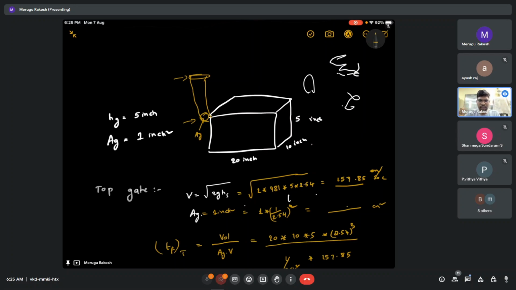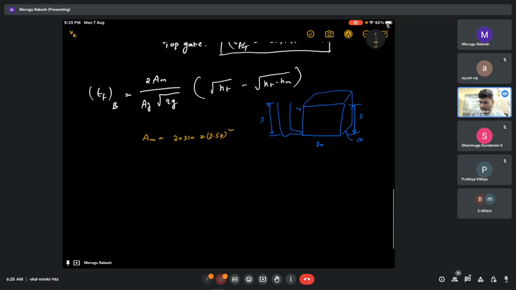So if you remember the derivation that we have done, this is the area of the gate that we have taken. That is nothing but, this is 0.3 and this is 0.1. So this is the one that we have taken for derivation, if you remember. Right now, the area of the mold we have, and the area of the gate also we have, that is 1 inch square. So we have to divide.